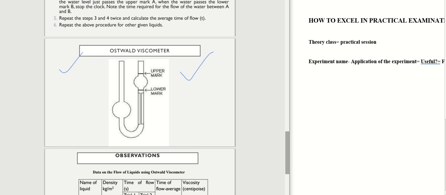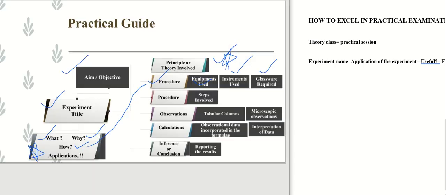Now, to start with the procedure, first of all, we need to know what are the special glassware and what are the special equipments or instruments that could be used for this experiment. For this experiment, it is quite obvious we'll be making use of the Oswald viscometer. Make sure you know what equipments are used.